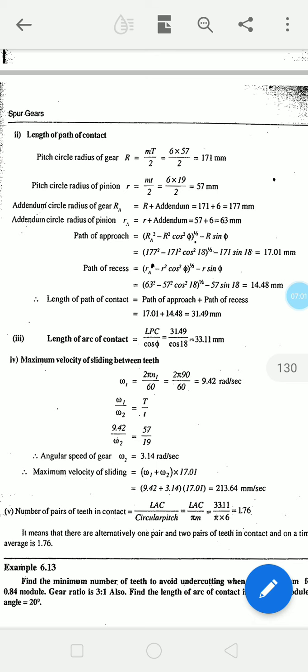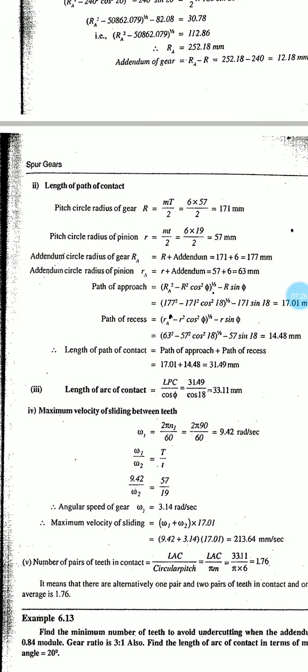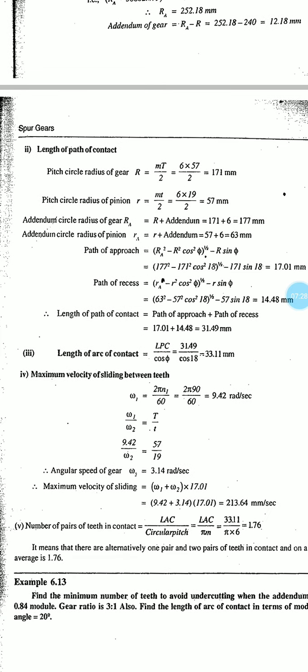Path of approach equation is (RA square minus R square cos square phi) to the power of 1 by 2 minus capital R sin phi. Path of recess, already you know, is (RA square minus R square cos square phi) to the power of 1 by 2 minus small r sin phi. Here what is required is the addendum circle radius of gear RA and base circle radius R, for both gear as well as pinion. Now how we can calculate? This type of problem we have already solved 2 to 3 times, you can go through that.